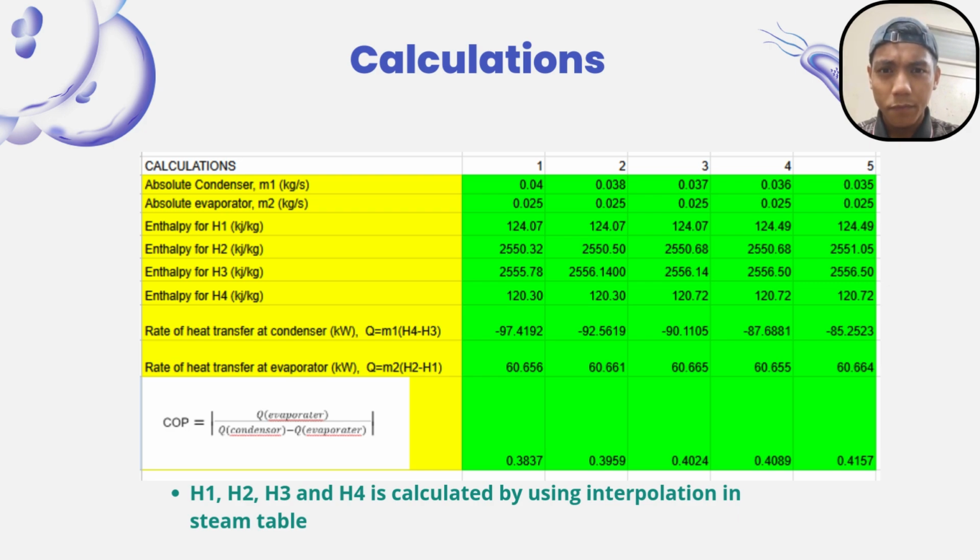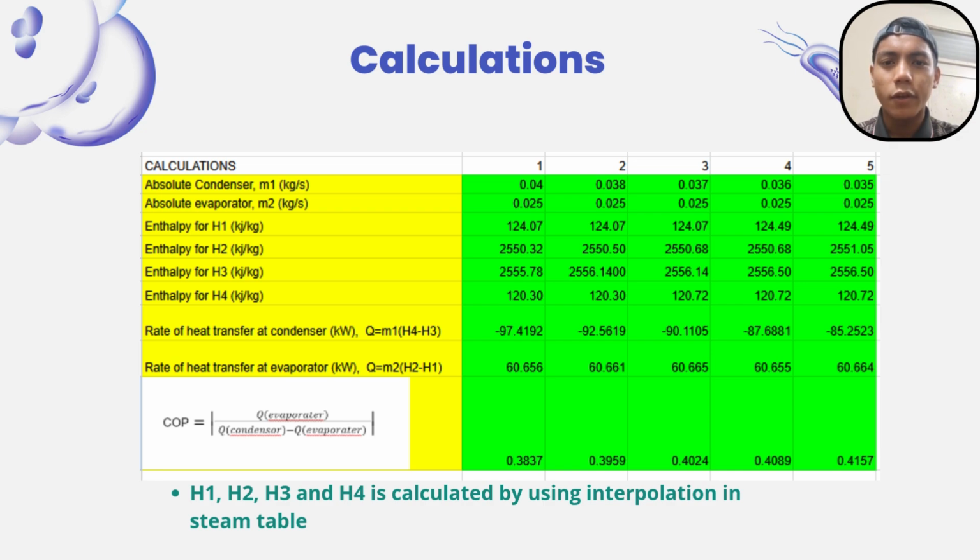After that, we can calculate the COP by using the formula: modulus Q evaporator over Q condenser minus Q evaporator. As we can see, for the value of COP, test 1 is 0.3837, test 2 is 0.3959, test 3 is 0.4024, test 4 is 0.4089, and lastly test 5 is 0.4157.